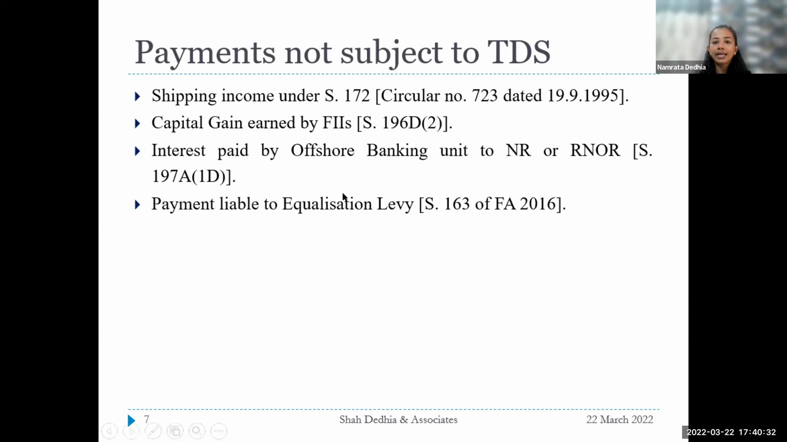Interest which is paid by offshore banking units to non-residents or RNORs under 197A is also not taxable, so not subject to TDS. And then we have Equalization Levy, which was introduced by Finance Act 2016, a levy on certain types of foreign payments, or payments to non-residents or foreign companies, which attracted a levy on the gross amount calculated on a flat basis. So if equalization levy applies, then we have section 10(50), which states that it will not be taxable under the Act. There's an exemption given under 10(50). So if it is not taxable under the Act, it naturally will not attract any TDS obligations under 195.